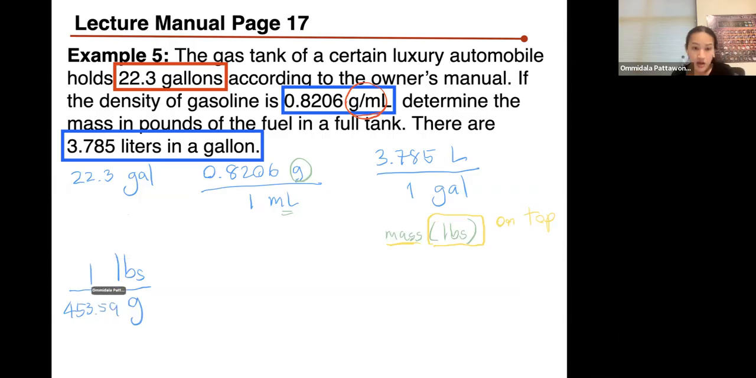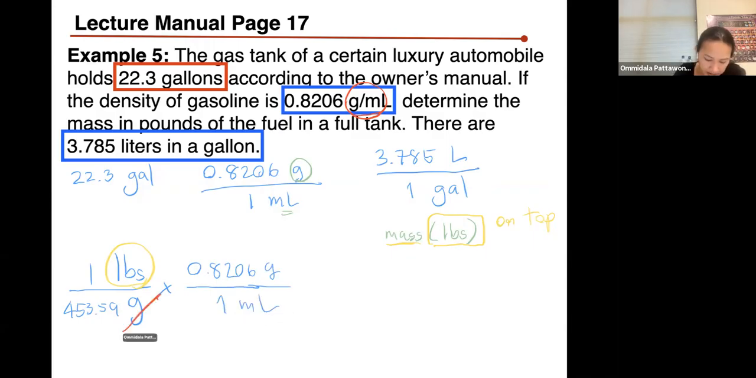453.59 grams equal to 1 pound. And because we want pounds, we do not want to cancel this. This has to stay the same. The thing that we need to cancel is the grams. So in this case, you are going to use the given grams, which is 0.8206 grams per 1 milliliter. So you can use that, right? That way grams cancel out, and then you can go from there, right?